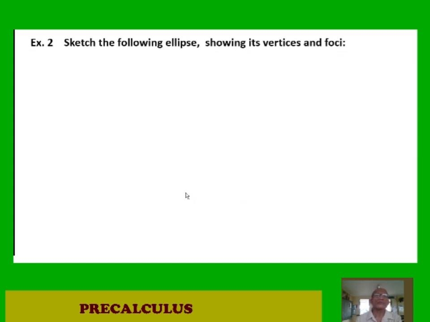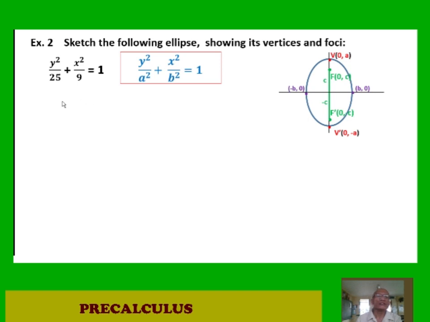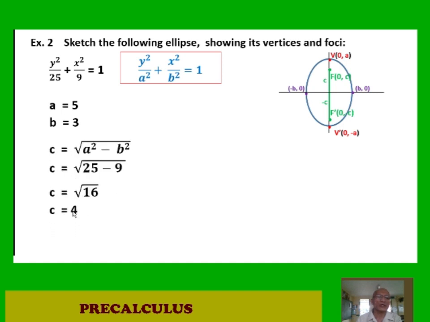Next, sketch the ellipse showing its vertices and foci. Okay, this time the equation is y squared over 25 plus x squared over 9 equals 1. This is the second type of an ellipse. So again, let us identify A, B, and C. A is square root of 25, which is 5. B is square root of 9, which is 3. So C is square root of A squared minus B squared. Substitute and simplify. C is 4. Okay, so that our focus is (0, C).